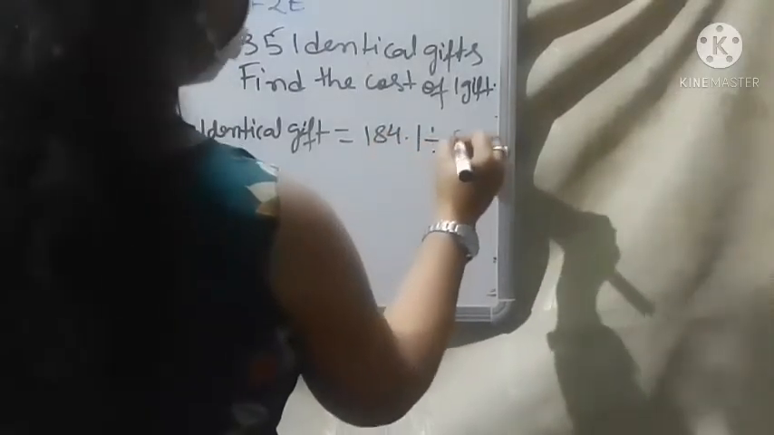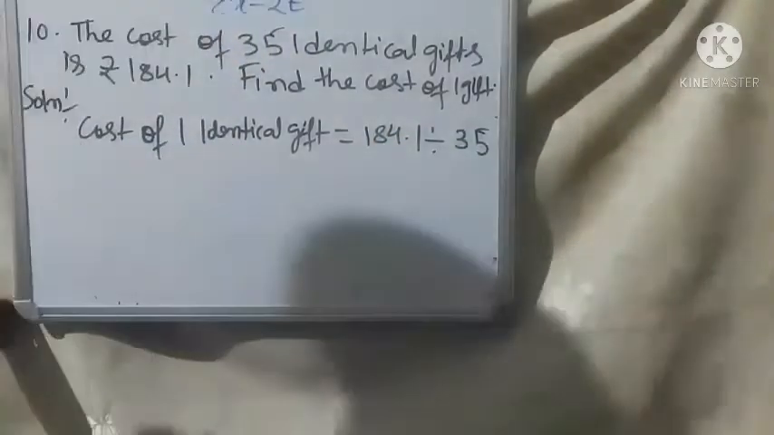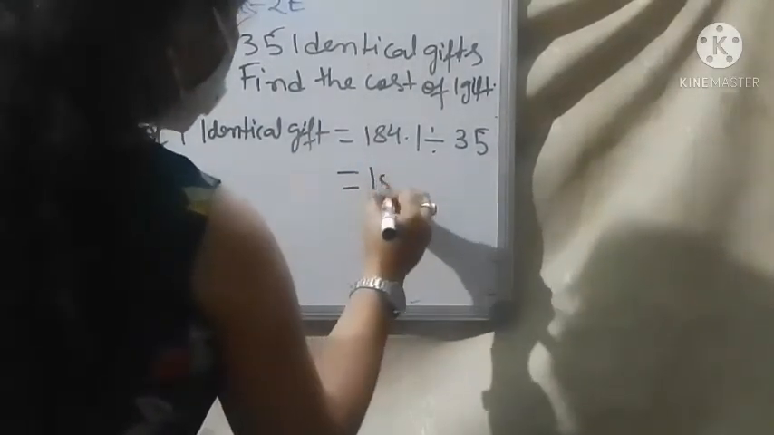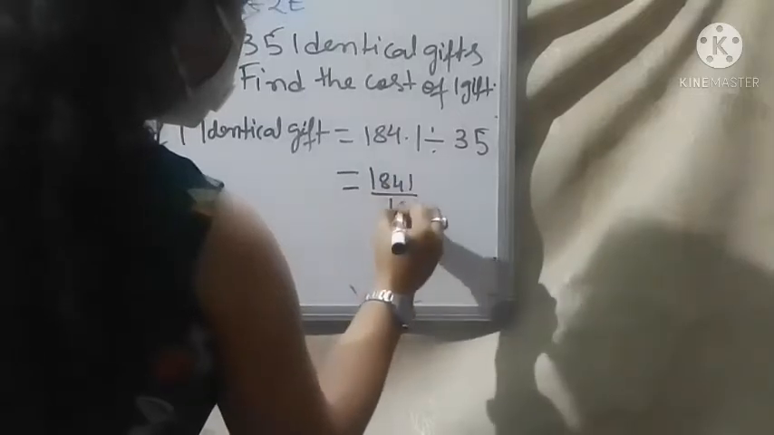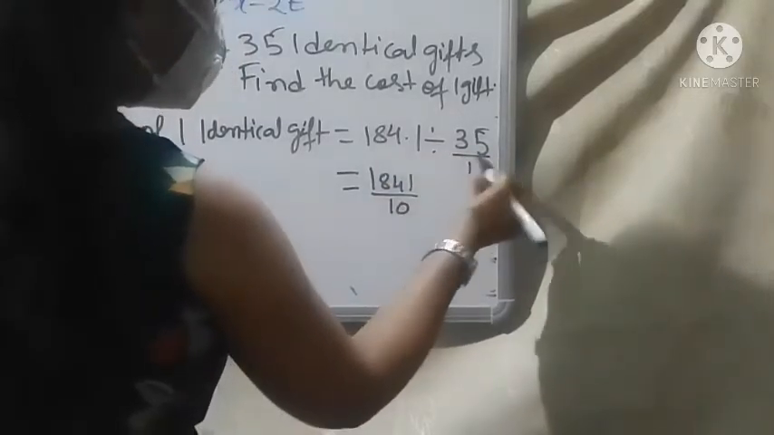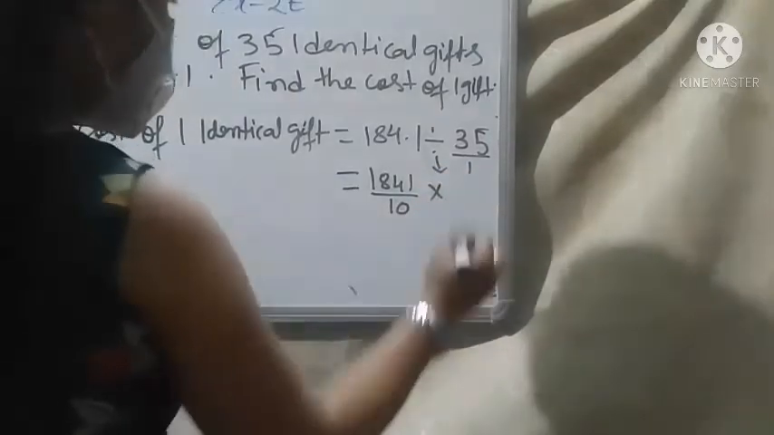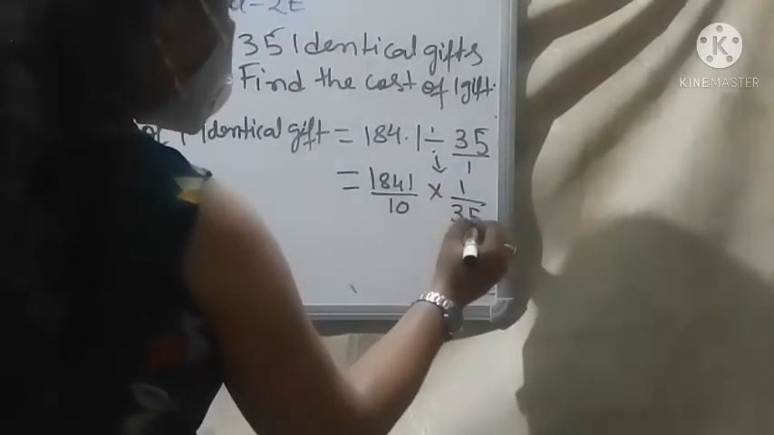184.1 will be divided by 35. Okay, now you see how I am doing the division. 184.1, I have written here 10. Now here nothing is there, means 1 is there. Your division sign will be converted into multiplication. Here will be 1 by 35.